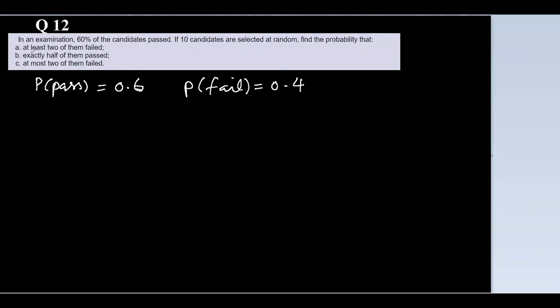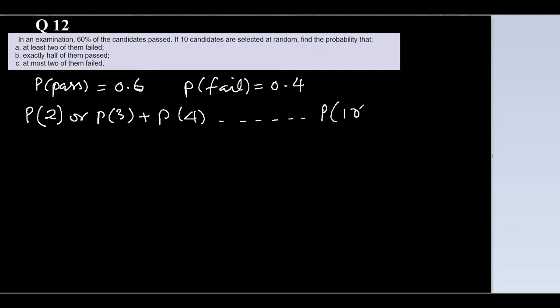So the question is asking A part, at least 2 of them failed. What is the probability of this? So at least 2 of them. That means probability of 2 failing, or probability of 3 failing, or probability of 4 failing, and so on up to probability of 10 failing. This will make it a very long solution because there are so many probabilities we have to calculate. And for or, we write plus.